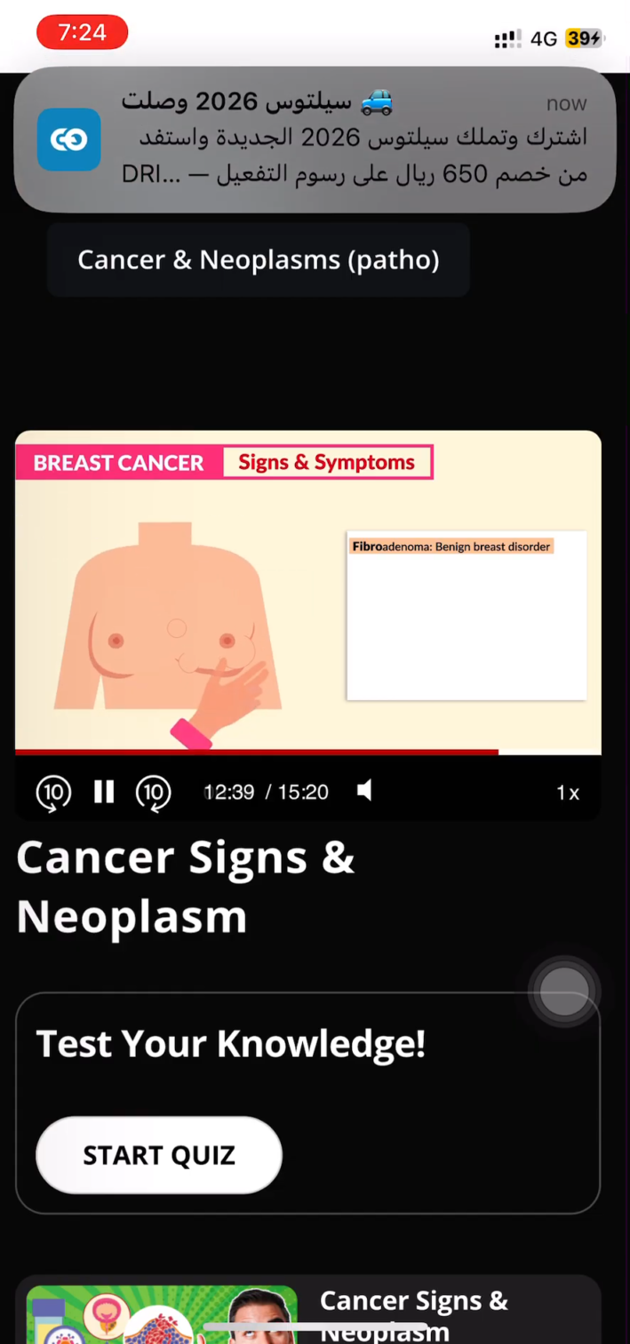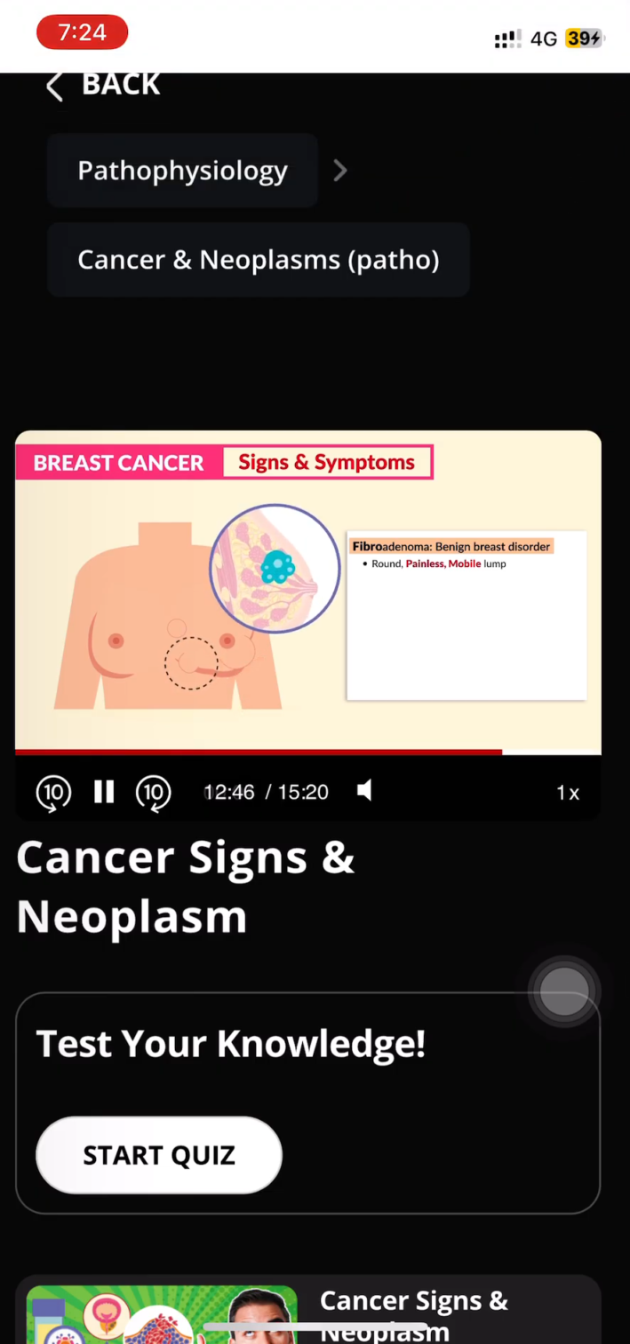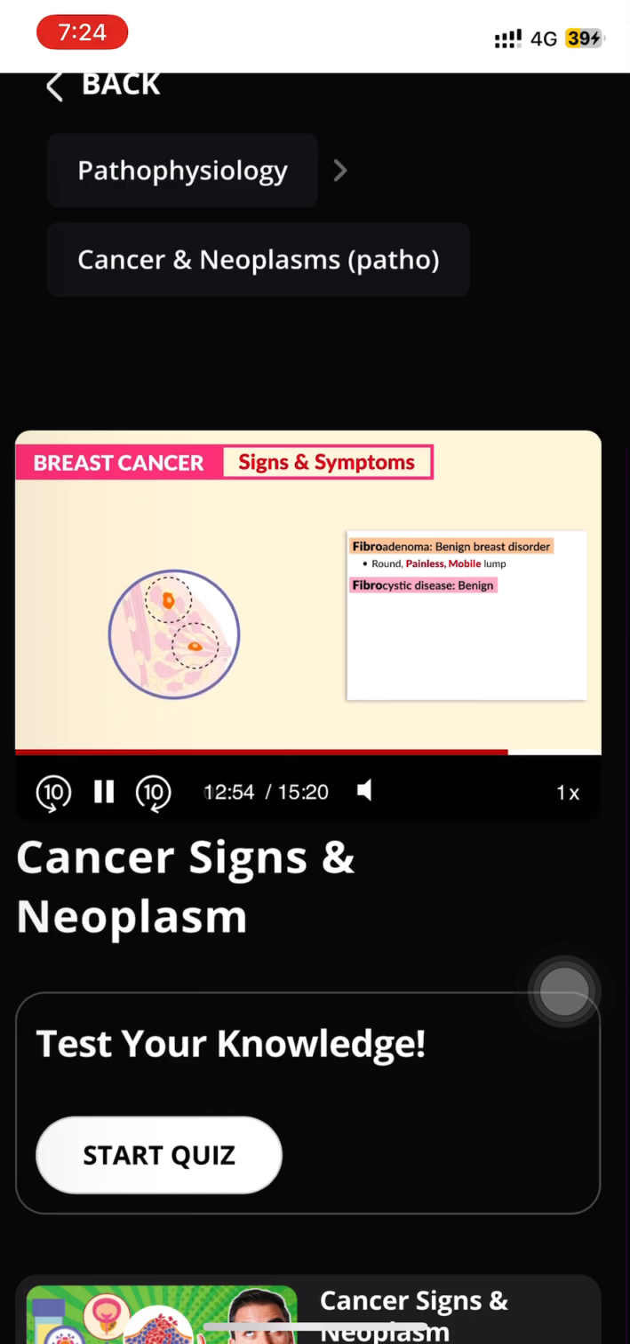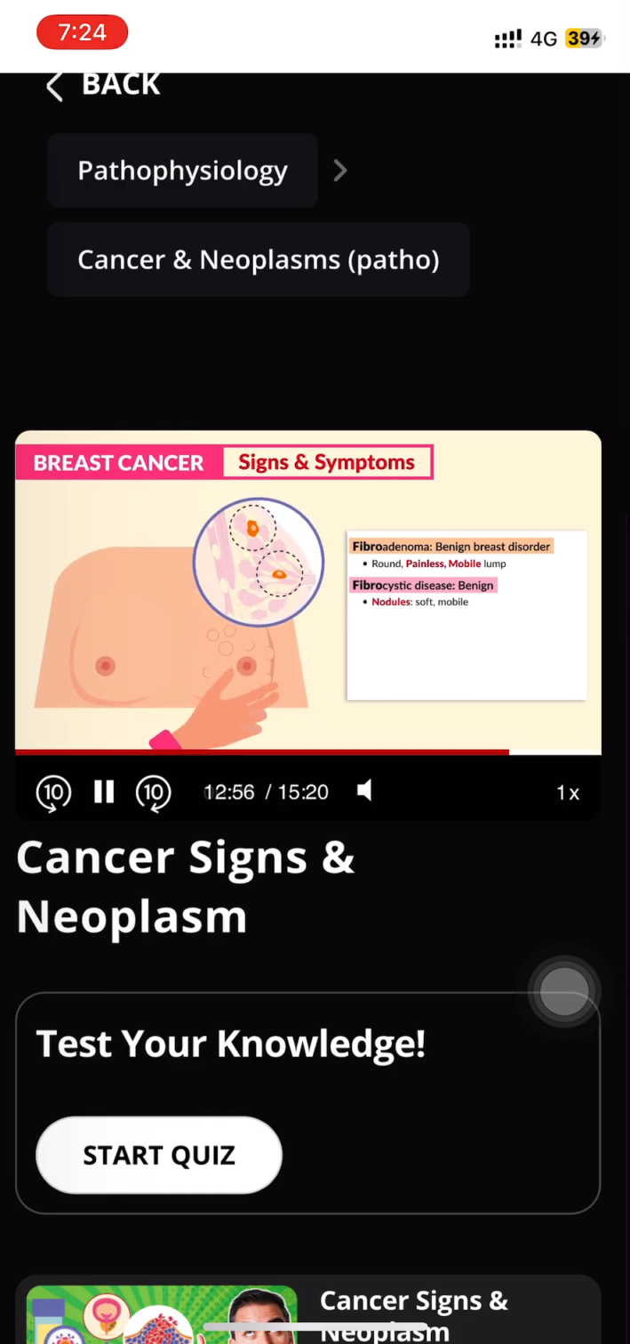So with fibroadenoma, we have round, painless, mobile lumps. Typically, most benign cancer will present as round, and the malignant, deadly ones are usually oddly shaped. Now, fibrocystic disease is also benign. These are nodules that are soft and mobile. The key term here is mobile.